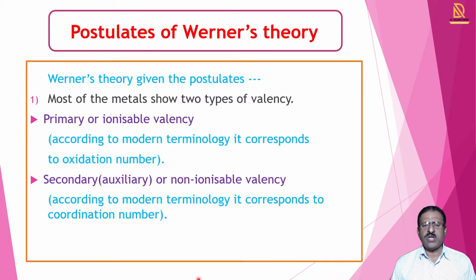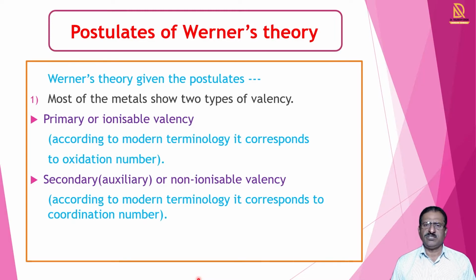Which two types of valencies are present? He showed that there is the primary valency, which is also called the ionizable valency. This ionizable valency corresponds to the oxidation number of that metal. Werner proved that in coordinate complexes there is a primary or ionizable valency, and that valency is equivalent to the oxidation number of the metal present in that complex.